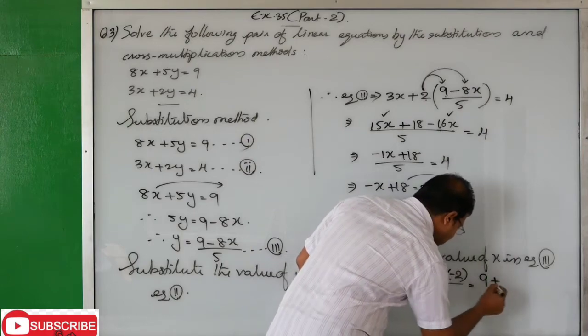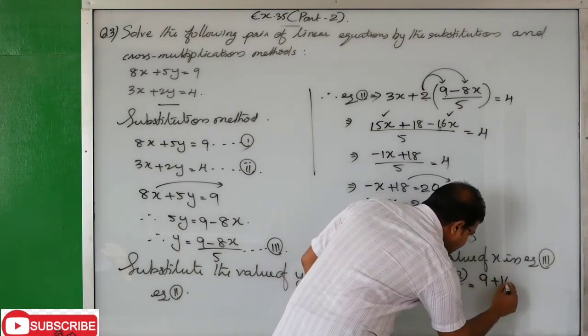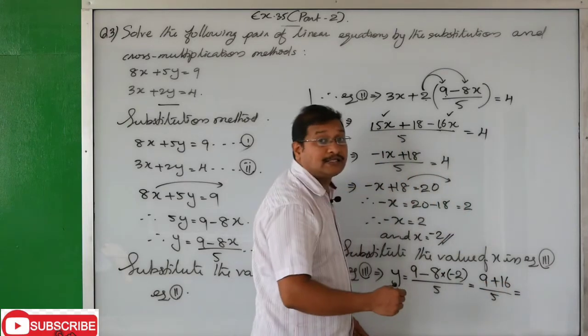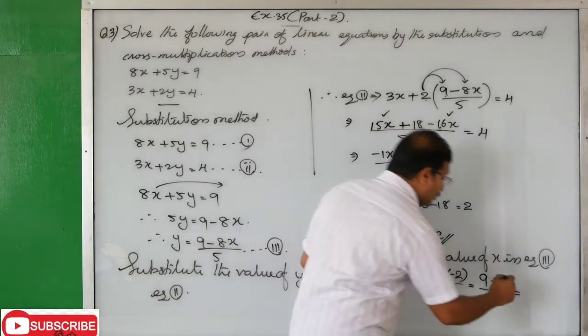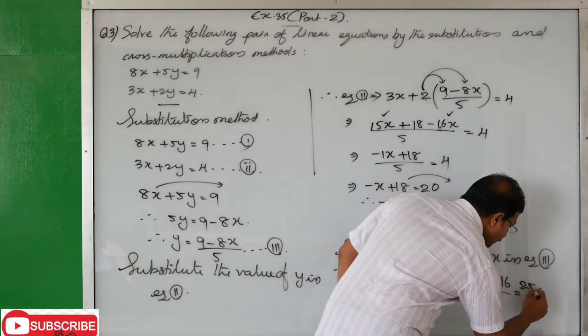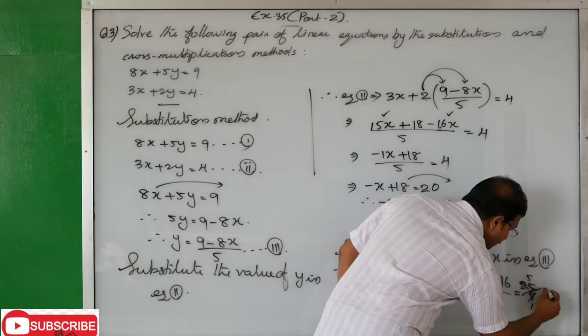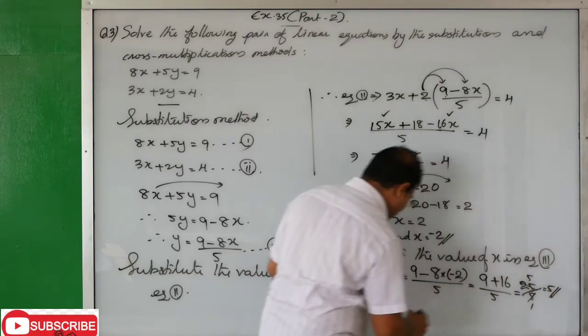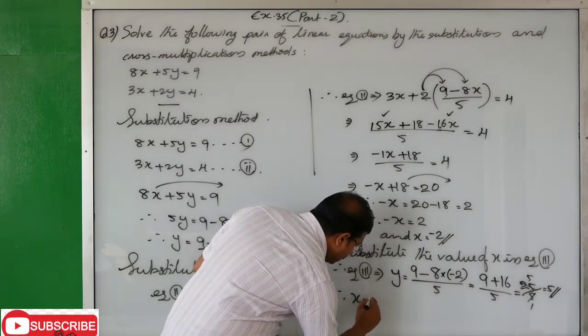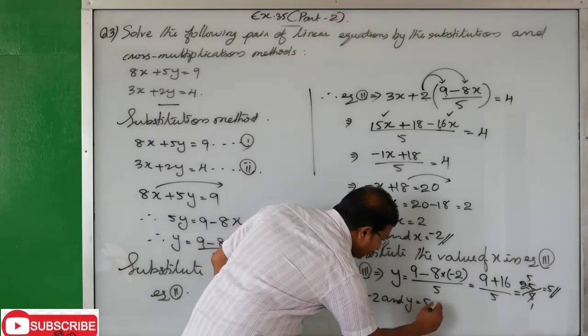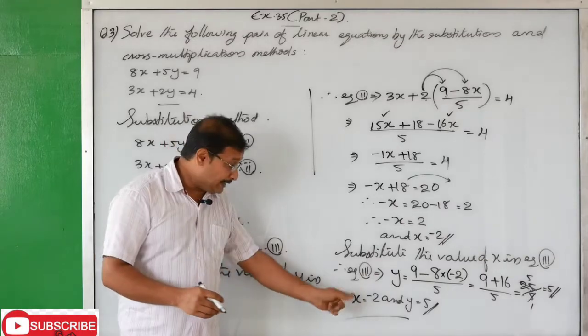minus plus, 8 2s are 16, divided by 5 equals 9 plus 16, yes, 25. 25 divided by 5, 5 1s are 5, 5 5s are 25. That means the answer is 5. Therefore, x equals minus 2 and y equals 5. So we got the values of x and y.